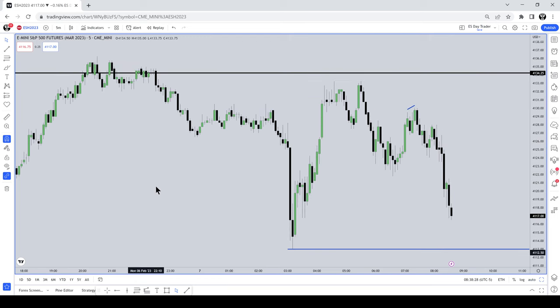I'm going to maximize this now. So all of this is going to disappear, and it's not important that it stays up. I just want to make sure I showed you how I did that comparison.